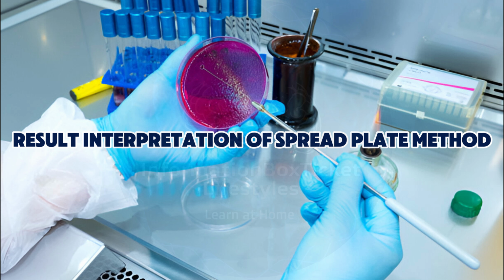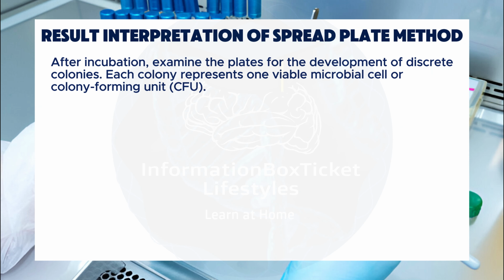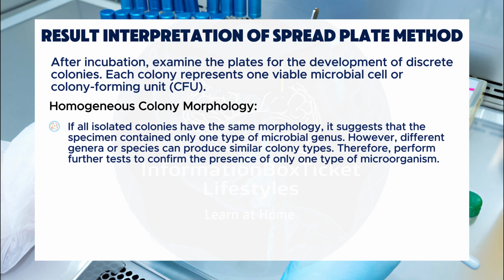Result interpretation of spread plate method. After incubation, examine the plates for the development of discrete colonies. Each colony represents one viable microbial cell or colony-forming unit, CFU. Homogeneous colony morphology. If all isolated colonies have the same morphology, it suggests that the specimen contained only one type of microbial genus. However, different genera or species can produce similar colony types. Therefore, perform further tests to confirm the presence of only one type of microorganism.